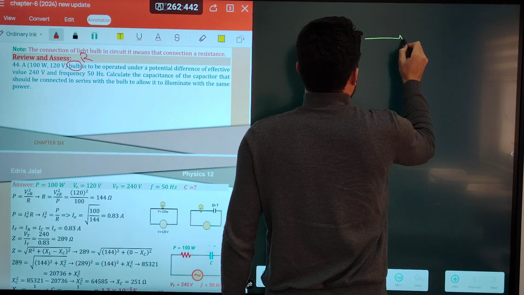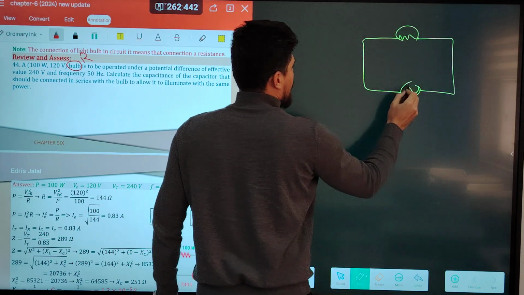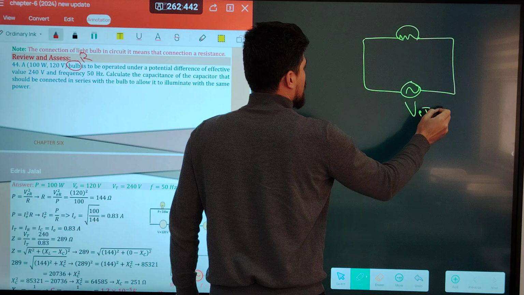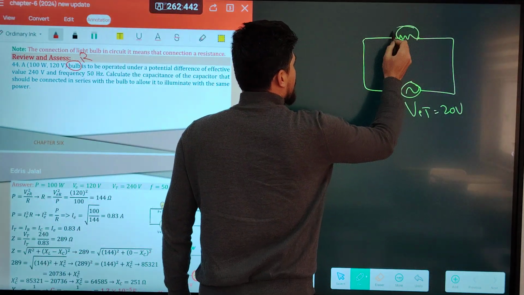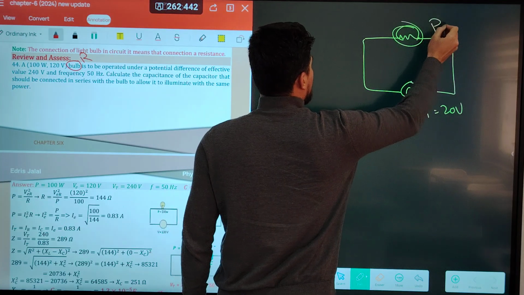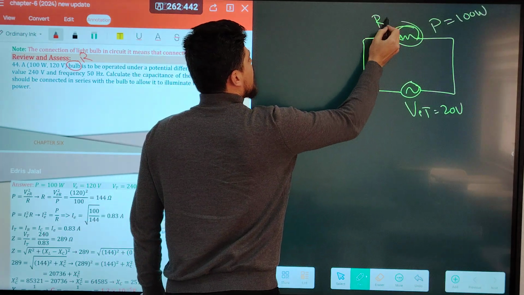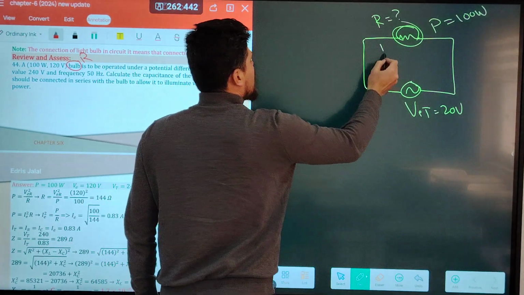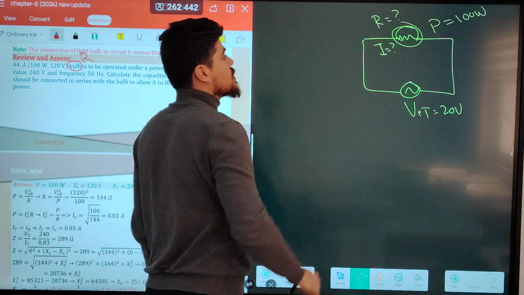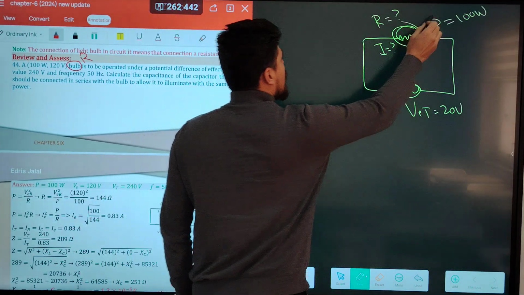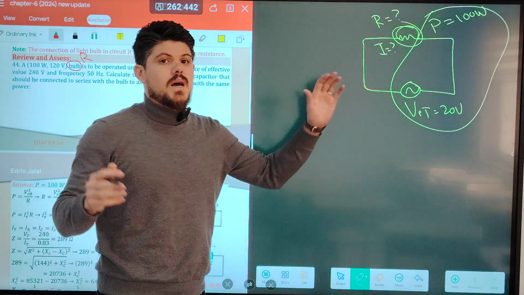This resistance, the bulb, is connected with an AC source, and the effective voltage is 120 volt. The power dissipated in this light bulb is equal to 100 watt. But we don't know the resistance of this bulb and how much current passes through it. By knowing power and potential difference, we can determine both the resistance and the current.